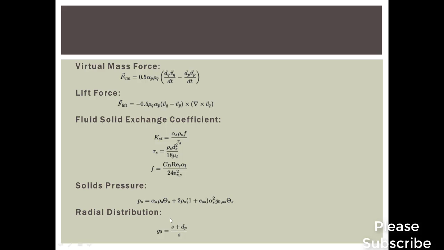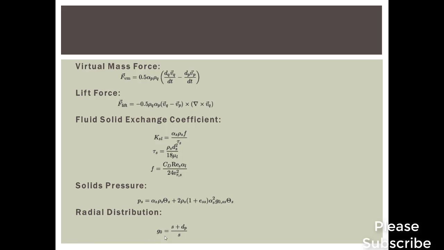Now if you consider here, if s is 0, then the radial distribution becomes infinity. So interparticle distance is 0, then there is no probability of collision because it was touching and going. So there is no probability of collision. If s tends to infinity, this becomes 1. So there is every probability that it can hit the other particles.